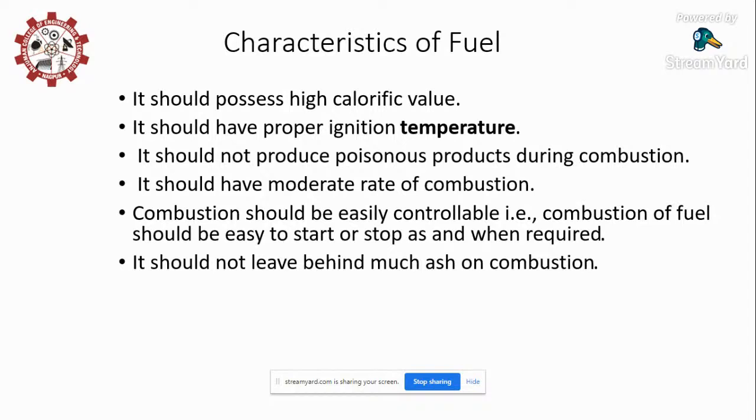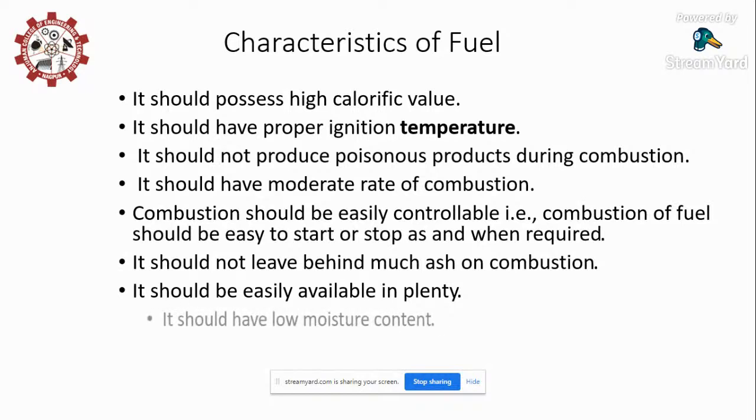This I have told in the previous class in proximate and ultimate analysis. It should be easily available and it should be in plenty, right? Have low moisture content. This has been taught to you in the previous class. It should have low moisture content.